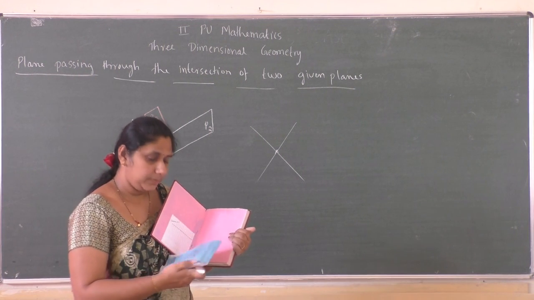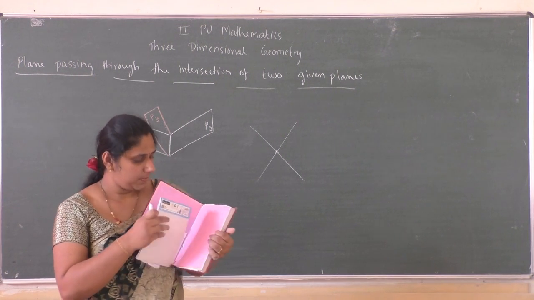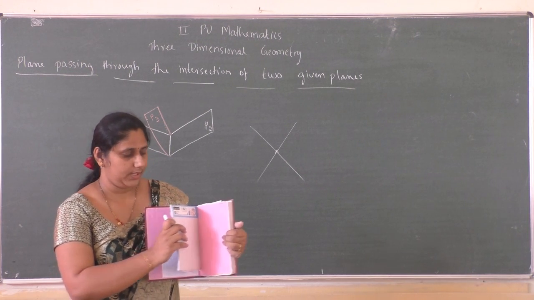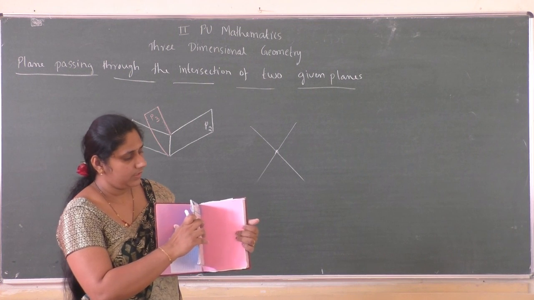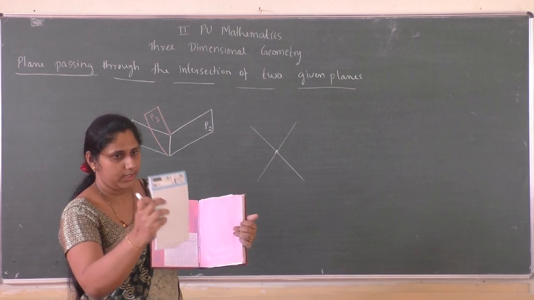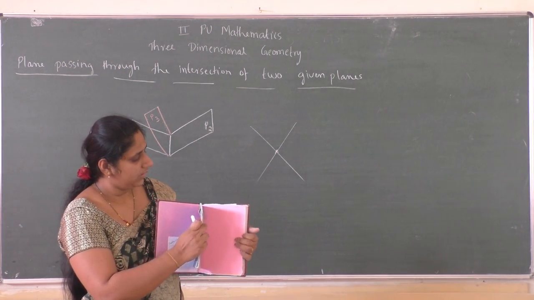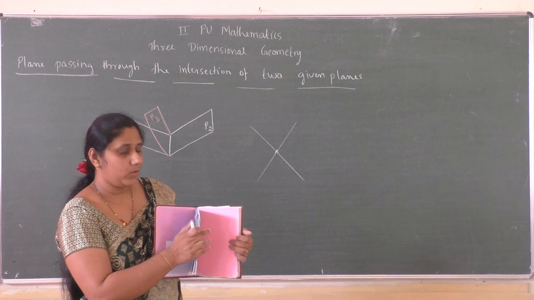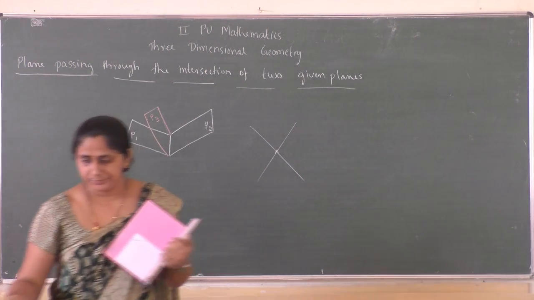Suppose this is another plane P3 passing through the line of intersection of these two planes like this. So this one is P1, this is P2 and this is P3, which is passing through the line of intersection of these two planes. Now we have to find the equation of this plane.